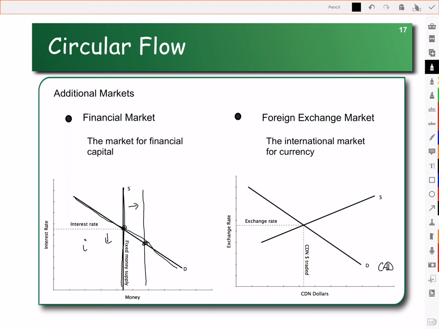And who would demand the Canadian dollar? That would be foreigners who want to visit Canada. They need Canadian dollars. Or foreigners who want to buy our goods. They need Canadian dollars. So here's the demand.